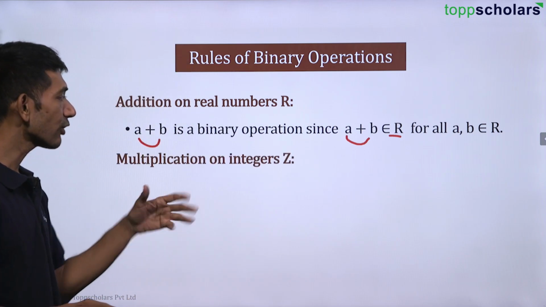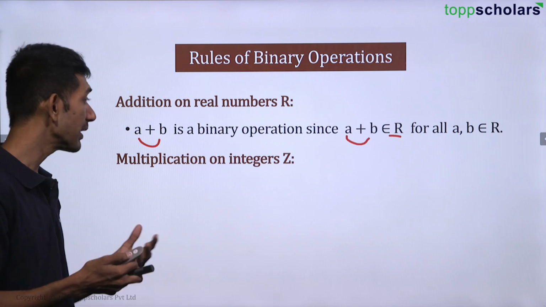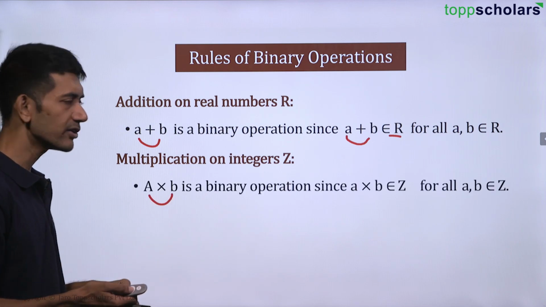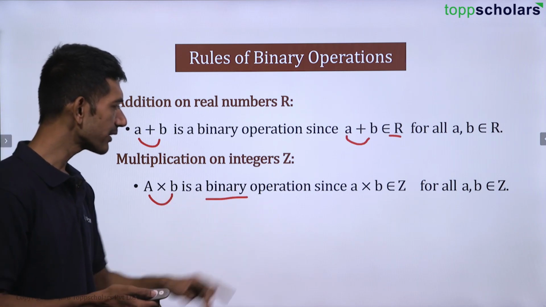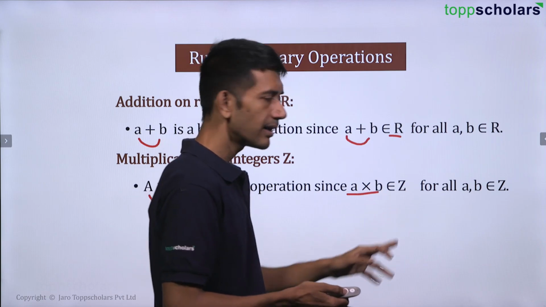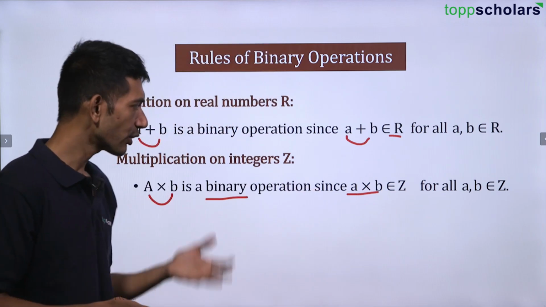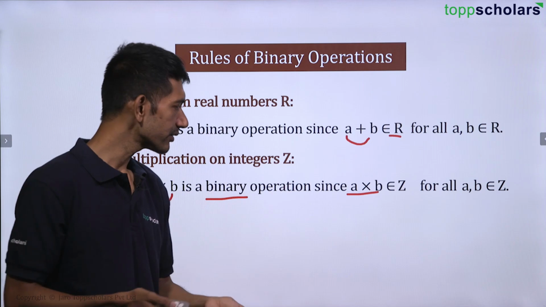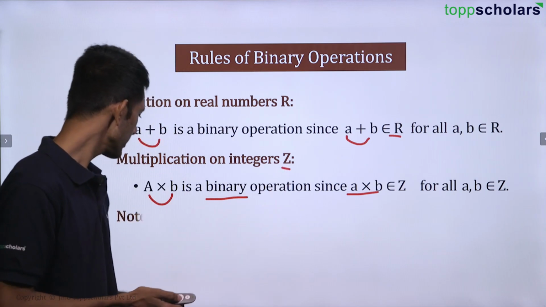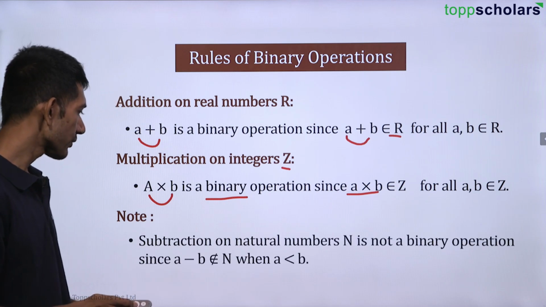So multiplication on integers. Let us take one more example. Multiplication on integers. If I multiply any two integers, can I say multiplication is a binary operation here? Yes, because if I multiply, I am going to get another integer, because integer multiplied by integer is an integer. So that will belong to the set Z. Similarly, please make a note of this.